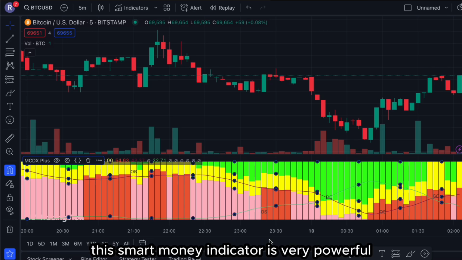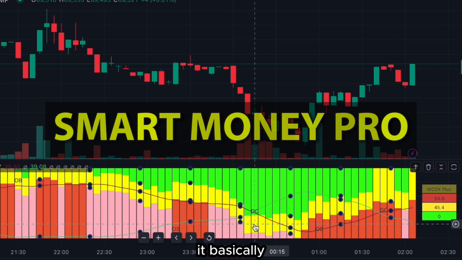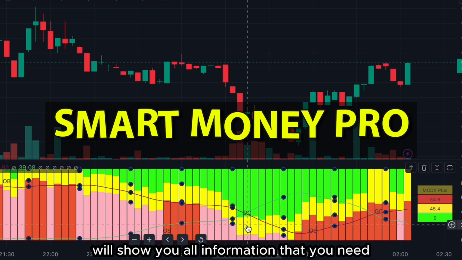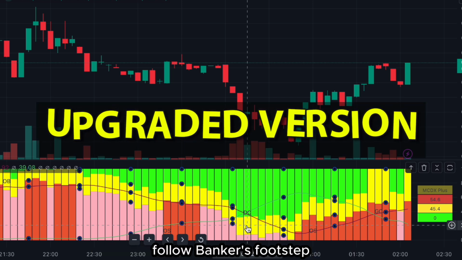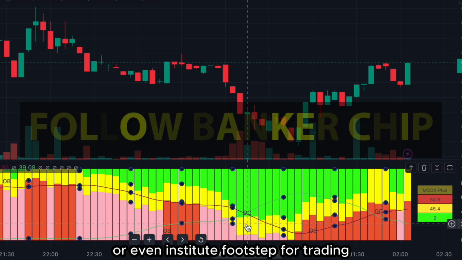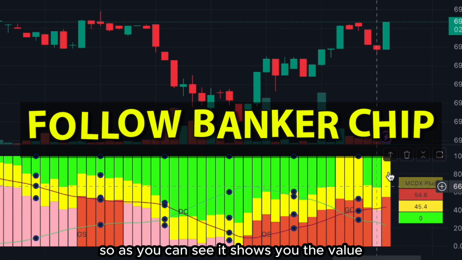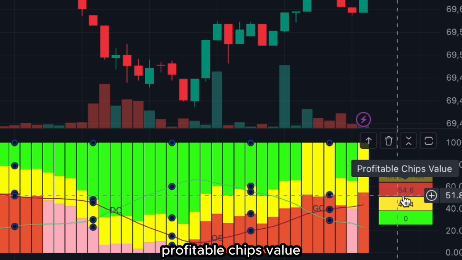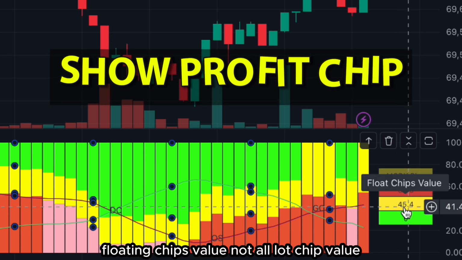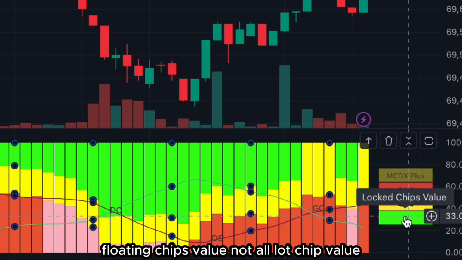This smart money indicator is very powerful. It basically will show you all the information that you need to trade for smart money, follow the banker's footsteps or even institute footsteps for trading. As you can see, it shows you the value, profitable chips value, floating chips value, and also locked chip value.